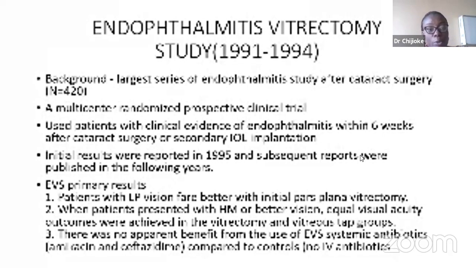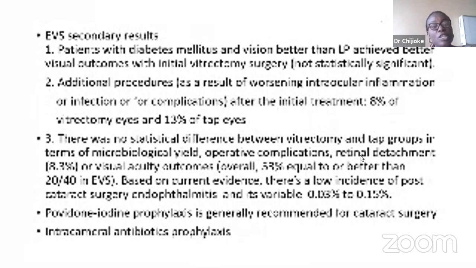The primary results revealed that patients with light perception vision fare better with initial pars plana vitrectomy. When patients present with hand motion or better vision, equal visual acuity outcomes were achieved in the vitrectomy and vitreous tap groups, and there was no apparent benefit from the use of systemic antibiotics compared to control. Secondary results revealed that patients with diabetes mellitus and vision better than light perception achieved better visual outcomes with initial vitrectomy surgery, though not statistically significant.